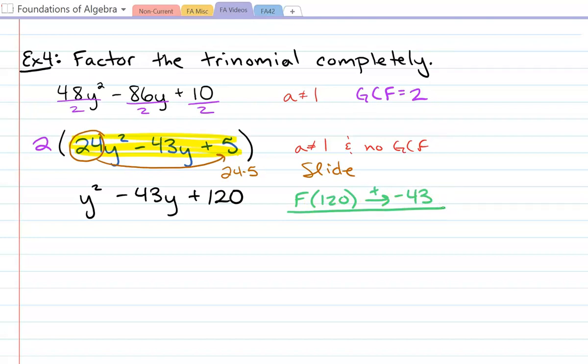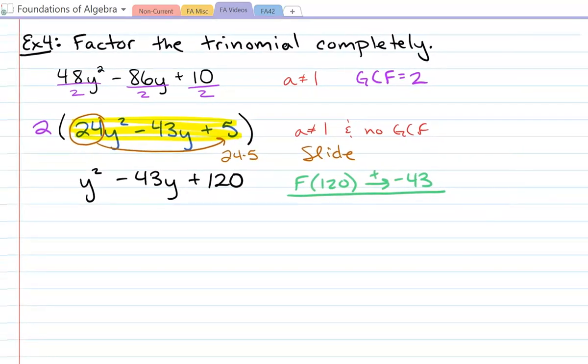Oh, this might take a while. 120 is a big number. So let's start at the top and work our way down. So two numbers, the factors multiply to a positive 120 and add to a negative 43. So both factors have to be negative. So negative 1 times negative 120. Well, that adds to negative 121. Way too big. So negative 2 times negative 60. That's still too big.